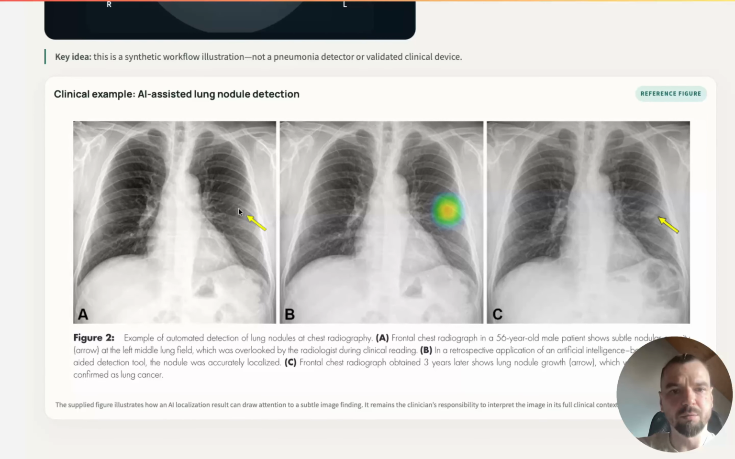So here was the first scan, and the model highlighted that at this place there is something that requires attention. And here is the scan after 3 years, and we see that this pathology was confirmed as lung cancer. So the AI model highlighted something like a very subtle nodular opacity in the lungs quite early.